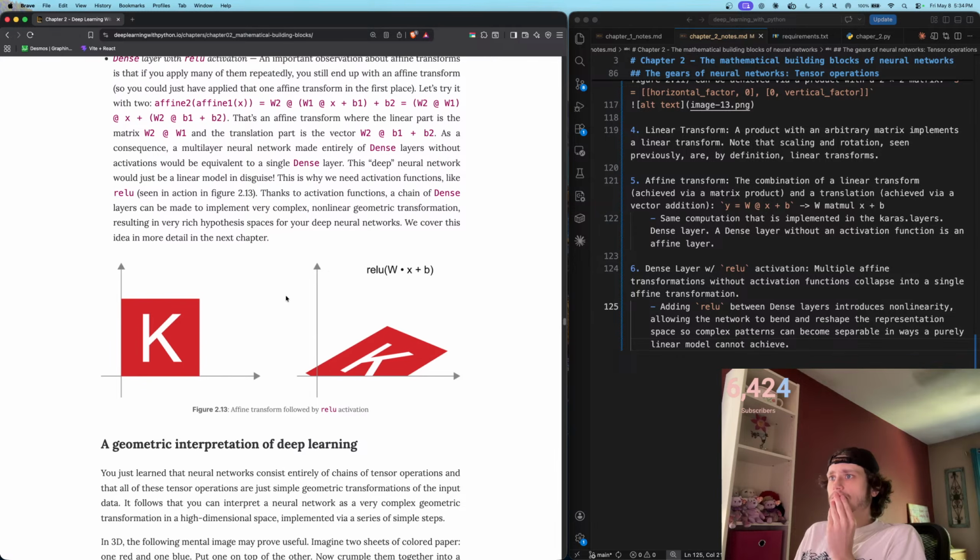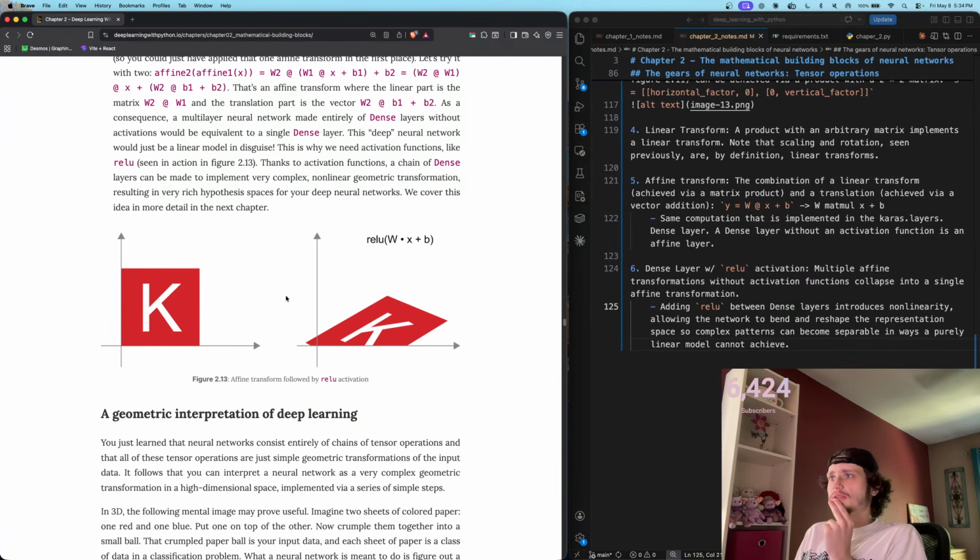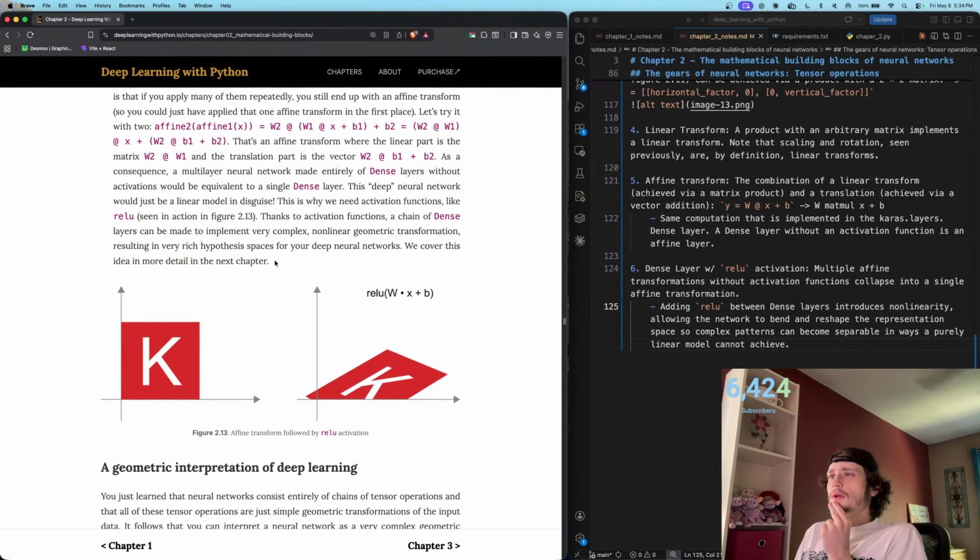Got you. That makes a lot more sense. Thanks to activation functions, a chain of dense layers can be made to implement very complex nonlinear geometric transformations.